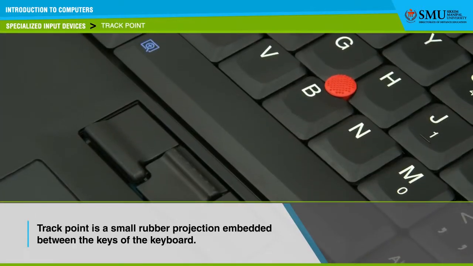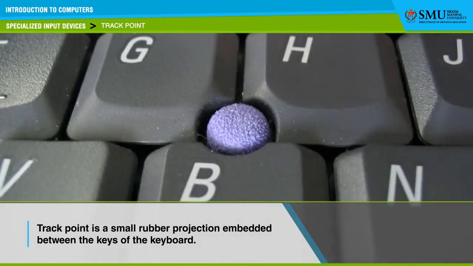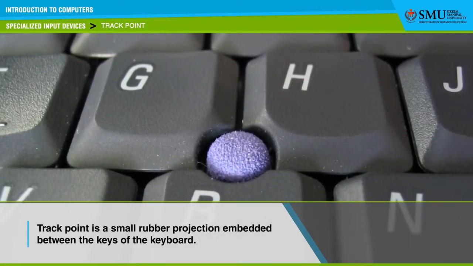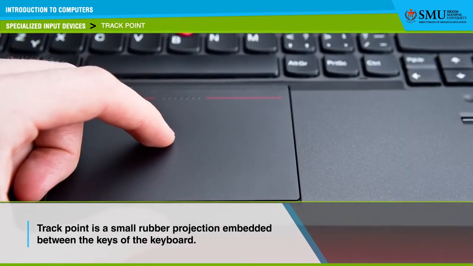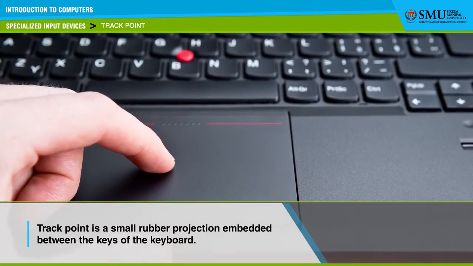Track point is a small rubber projection embedded between the keys of the keyboard. Some sub-notebook computers which lack room for even a touchpad incorporate a track point. The track point acts like a little joystick that can be used to control the position of the cursor on the screen.